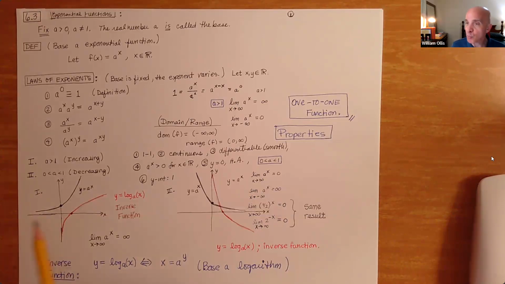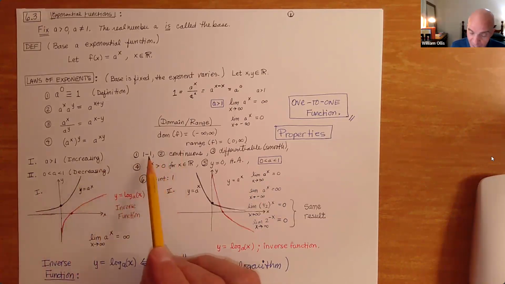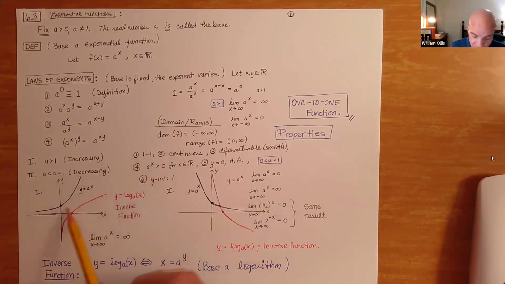Now, just as we did in the previous lecture, we know that since we are assuming that the base A exponential is 1 to 1, we can use the symmetry line y equal x to sketch an inverse function. Just like we did in the last lecture, we can use the line y equal x to draw a picture of the inverse function. And again, a very useful tool.